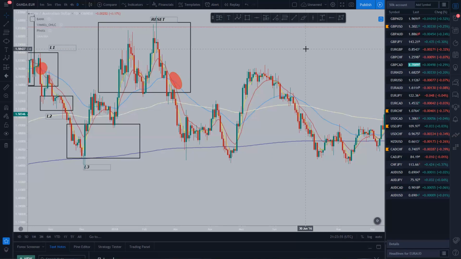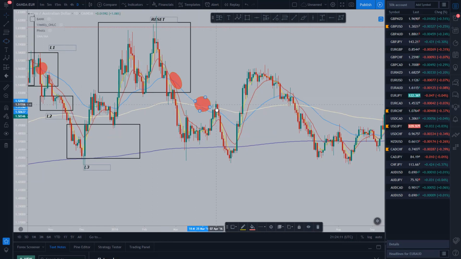Yeah, where the 50 crosses the 200. Absolutely. This is the confirmation that level 2 is taking place. Now the question is, where is our level 1 consolidation going to begin?